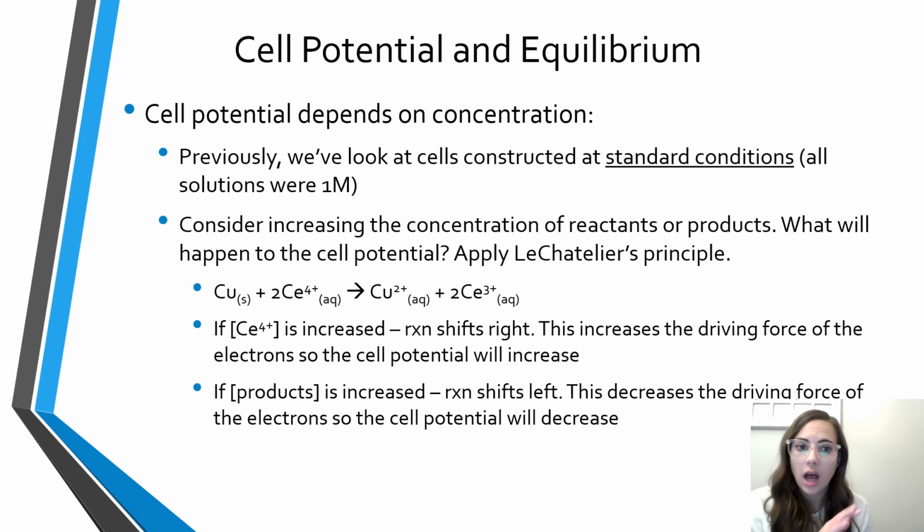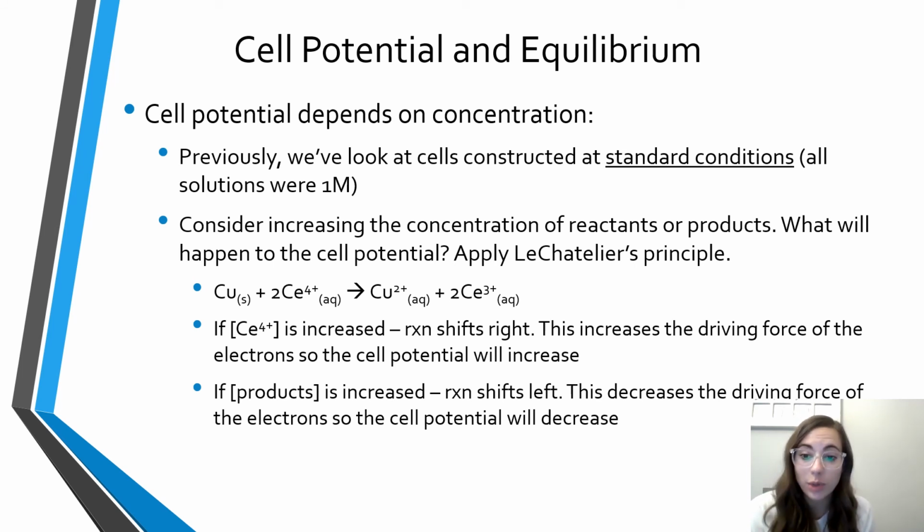So first of all, up until this point, I want you to make sure you realize that we have been looking at cells that were at standard conditions. And standard conditions mean that the aqueous solutions were 1 molar. So up until this point, all of our solutions have been at 1 molar. So what we're going to do here is look at, okay, well, what if they weren't at 1 molar? What if our concentrations were different? We're going to apply Le Chatelier's principle, which we learned way back when in Unit 3.